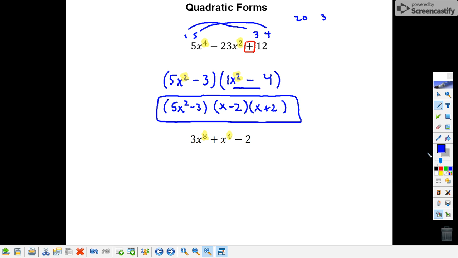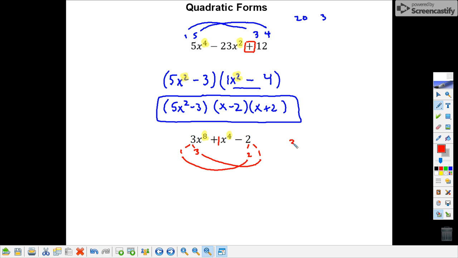Well, on this problem, factors of 3 are 1 and 3. Factors of 2 are 2 and 1. Those are the only factors. So we need factors of 3 and 2 that subtract to give us positive 1. So we're going to go ahead and combine them. So I might pair 1 with 2 and 3 with 1. If this doesn't work, then I will go ahead and try another pairing.